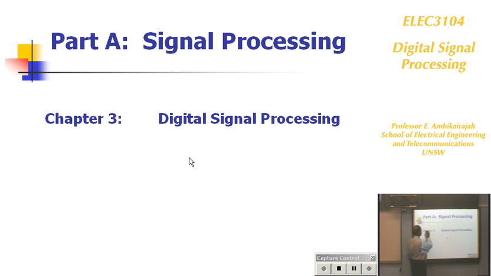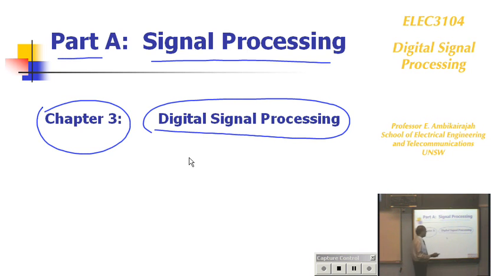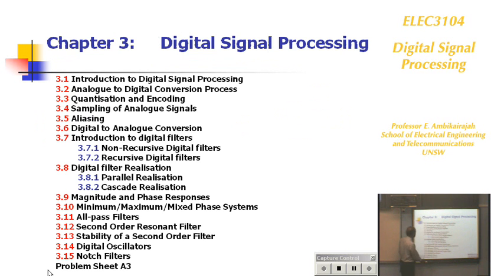Okay, we are in chapter 3, part A, signal processing section, and introduction to digital signal processing, this chapter. Let's look and see what is involved in this chapter, what we will be learning. We will first be learning introduction to digital signal processing: what is it? Then we are looking at various things associated with digital signal processing, that are quantization, sampling, aliasing, very important, aliasing is very, very important.